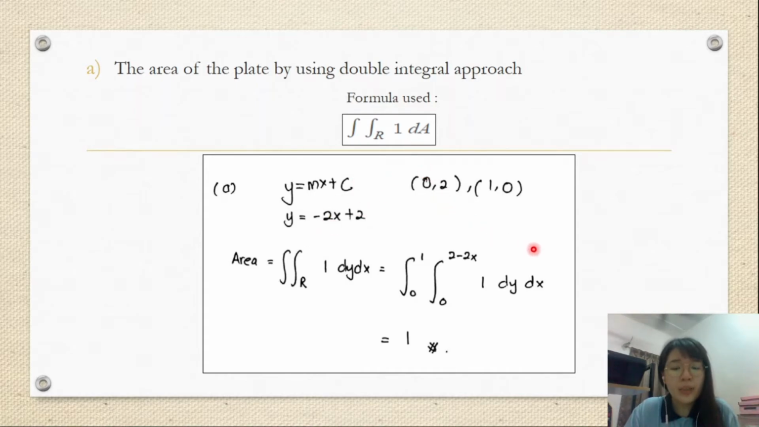We decide to integrate y first, then x. Meaning the inner integral will be y, from 0 to 2 minus 2x, and then the outer integral will be x, from 0 to 1. Then we integrate the inner integral, then the outer integral, and we get our area is 1.